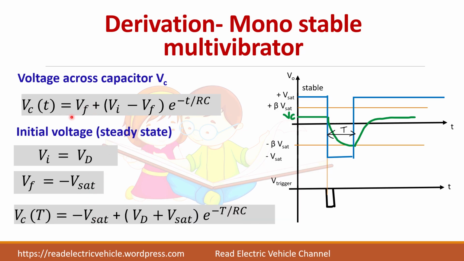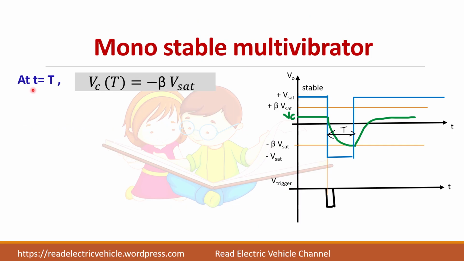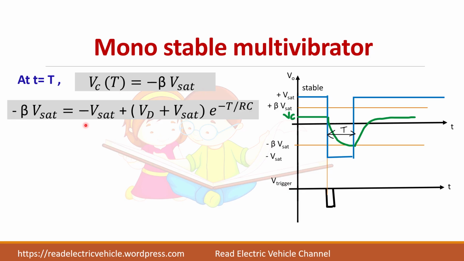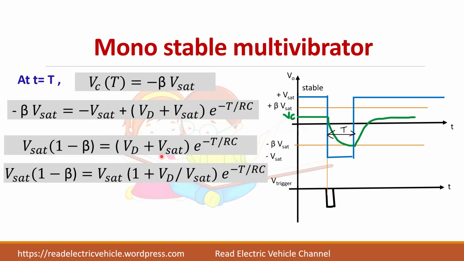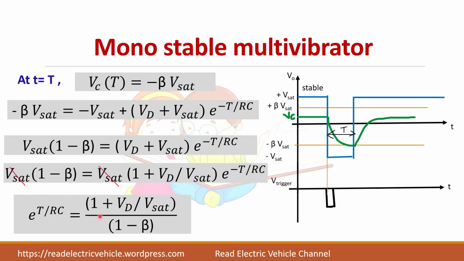Let us substitute the values. Vf is equal to minus Vsat, then Vd plus Vsat into e power minus T by RC. I have taken capital T here directly. Now at t equal to T, at this instant, what is the capacitor voltage? Minus beta Vsat. So let us substitute in that equation and simplify it. This Vsat I am bringing this side so that I will get 1 minus beta Vsat. In this equation take Vsat out so that you can cancel the Vsat and simplify it. You will get this equation.